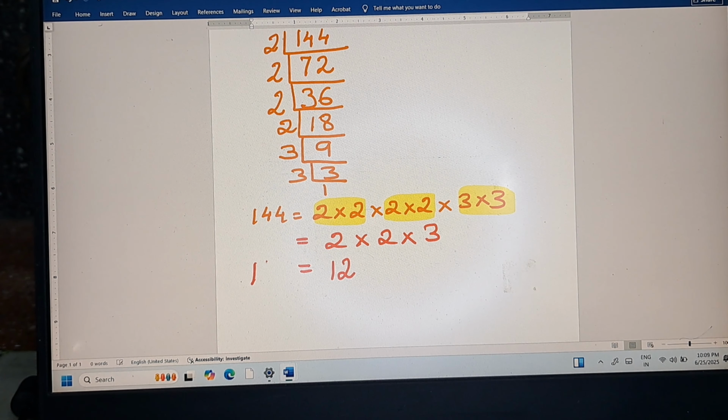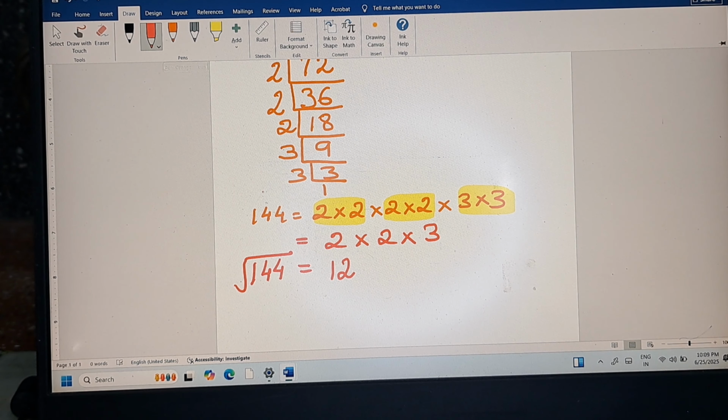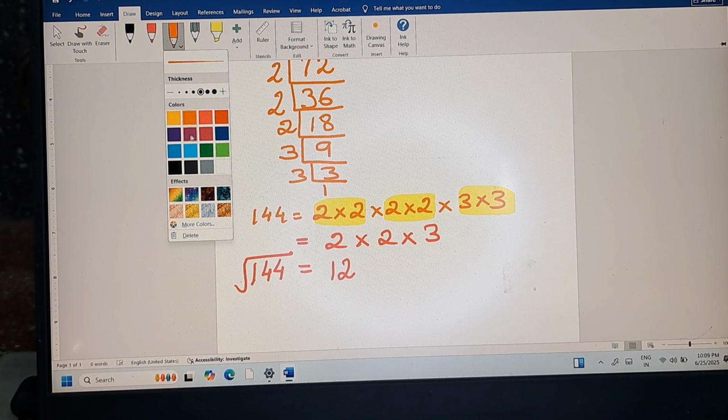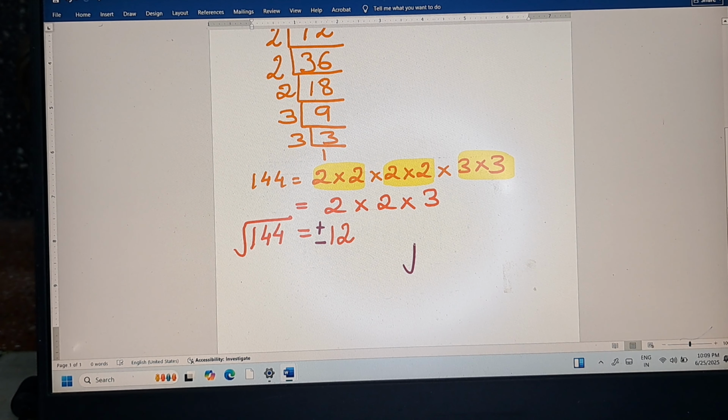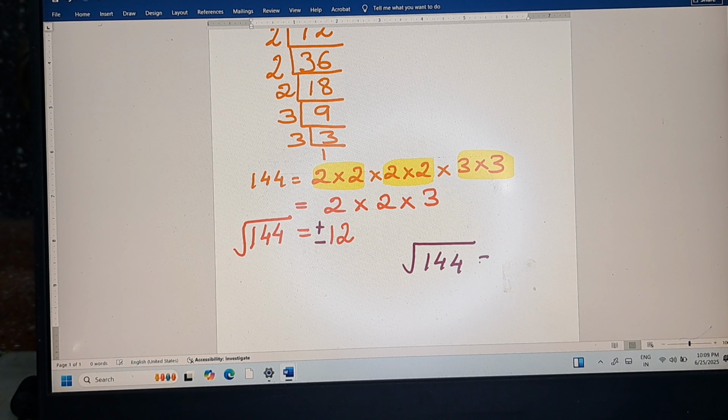So root 144 will be 12. Now students, always remember one thing: when we are writing the answer 12, it is actually plus minus 12. This is a very important concept. The root sign we always write like this. So if I say root 144, the answer will be plus minus 12.